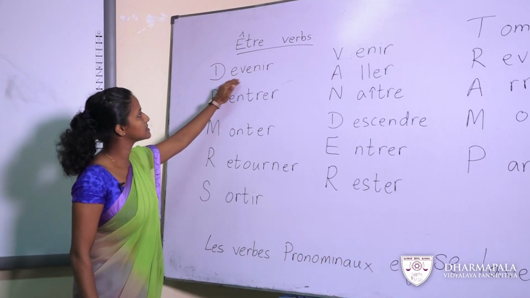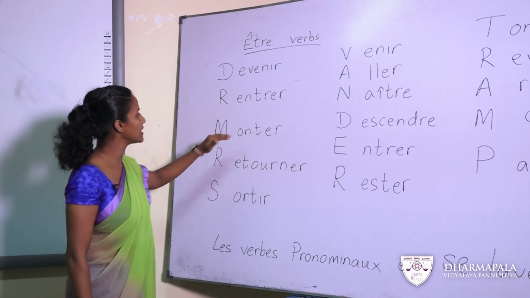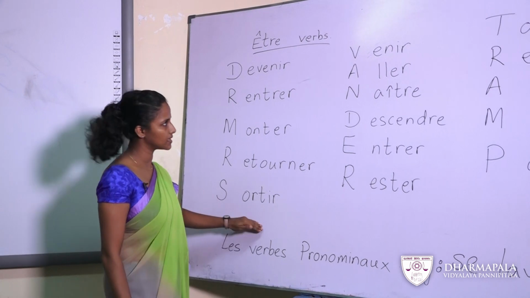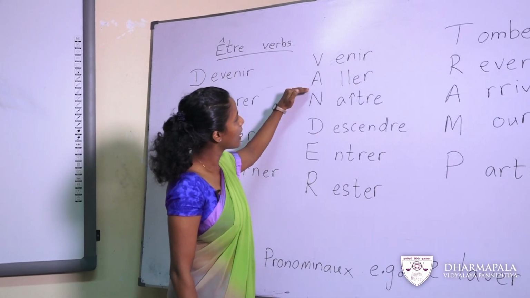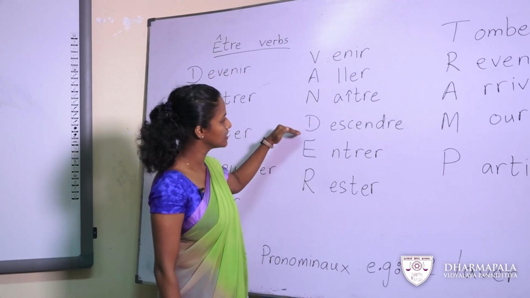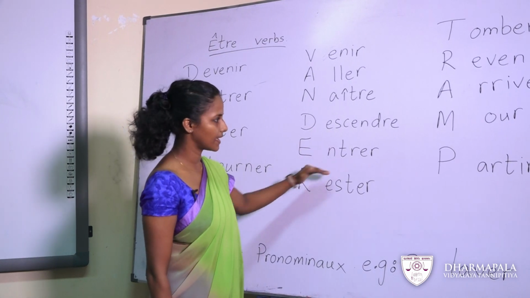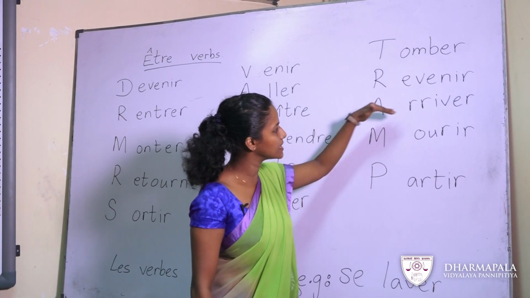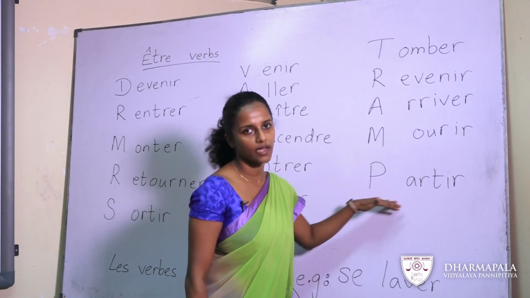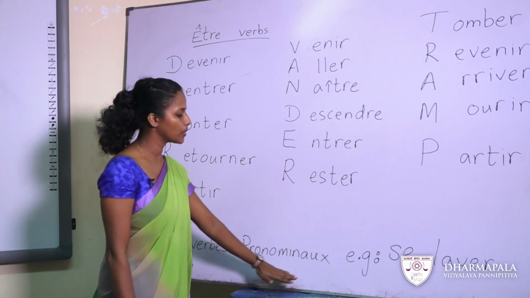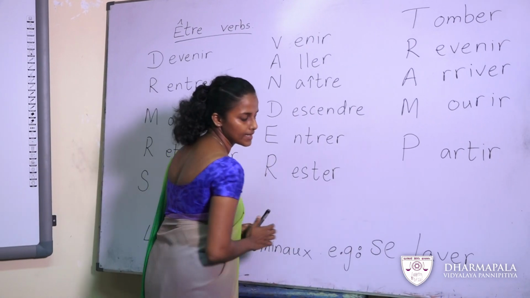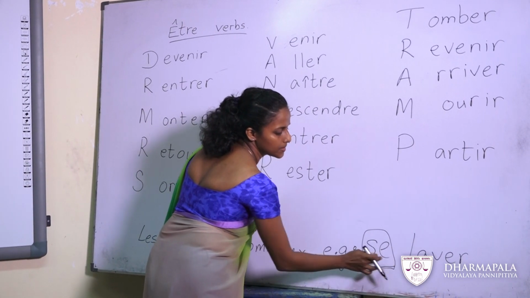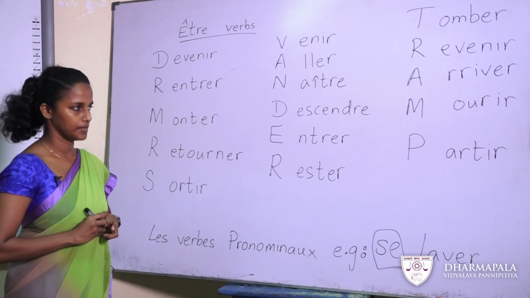D: devenir. R: rentrer. M: monter. R: retourner. S: sortir. Venir, aller, naître, descendre, entrer, rester, tomber, revenir, arriver, mourir and partir. And all the pronominal verbs. This is how you identify a pronominal verb: if this part is in front of a verb, that is a pronominal verb.